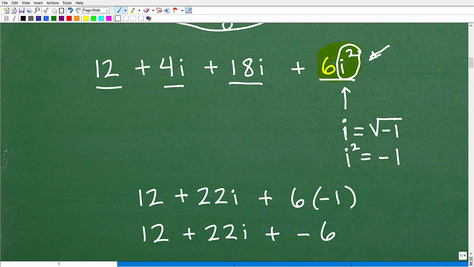So if I want to know what i squared is equal to, I could just square both sides of this definition. i equals the square root of negative 1. Well, if I square both sides, okay, I'm going to get i squared is equal to negative 1. The square root goes away.